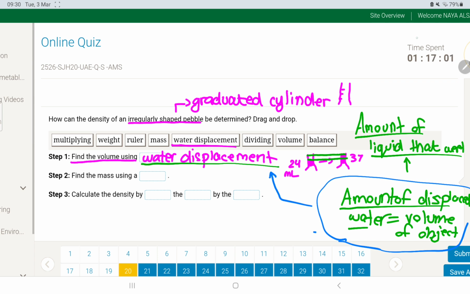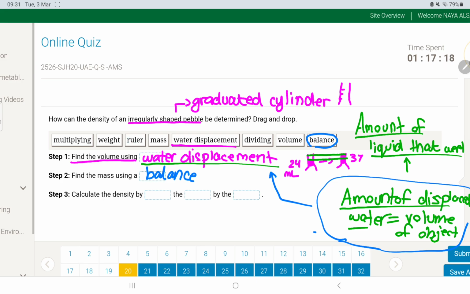How do you find the mass? Using a balance. Obviously, you're not going to find it using a ruler, right?